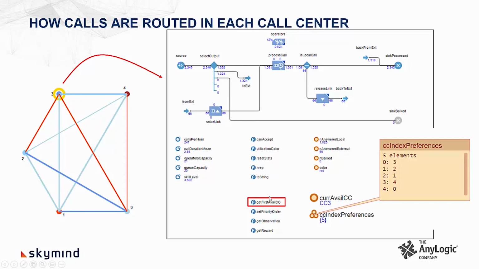To find the destination, the get first available CC function loops through the list of call center options. For each item from this prioritized list, we check if it is the current call center and is available. Then we assign it as the destination of the incoming call. So that would be this case. If the one that it looks at is 3, and the current call center is 3, and we have availability here, it definitely sends it to be processed internally.